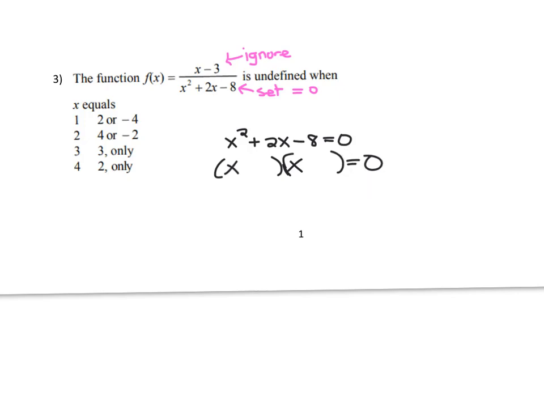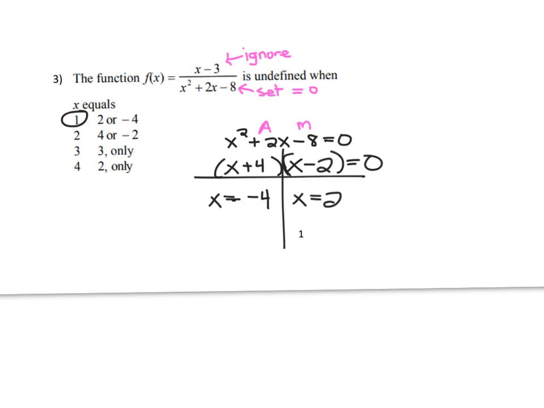Then we just have to come up with 2 numbers that add to positive 2 and multiply to negative 8. So that would be positive 4 and negative 2. Then we're going to make a t-chart and solve. On the left side of the t-chart, we get x equals negative 4, and on the right side, we get x equals positive 2. So it looks like that matches up with choice 1. All right, so let's flip to the next page.